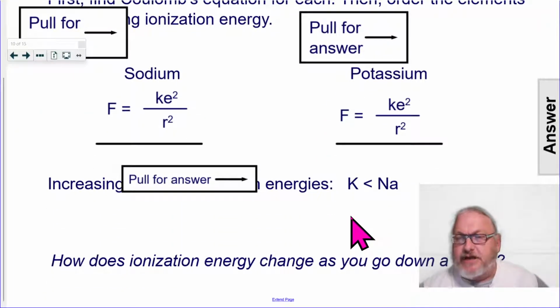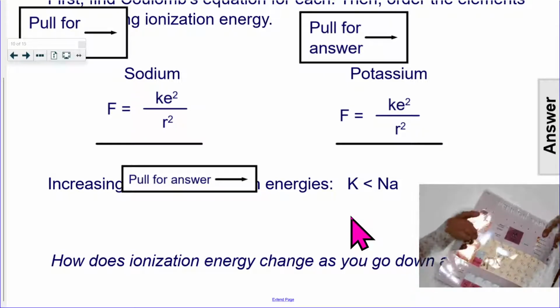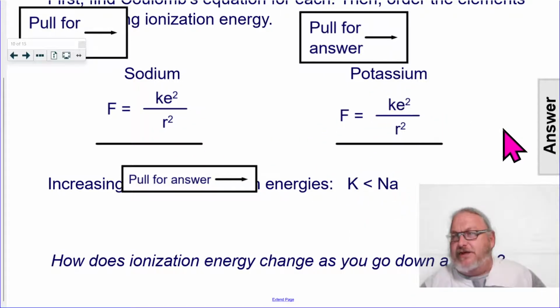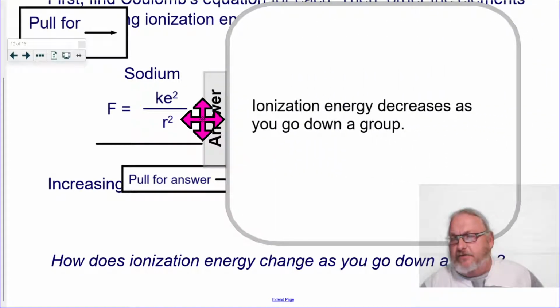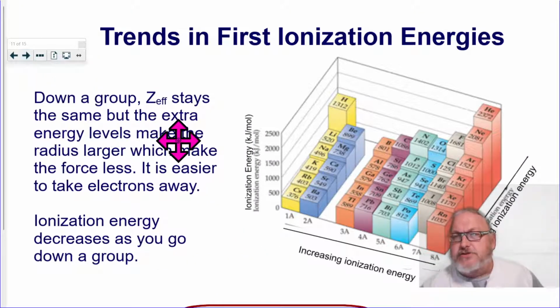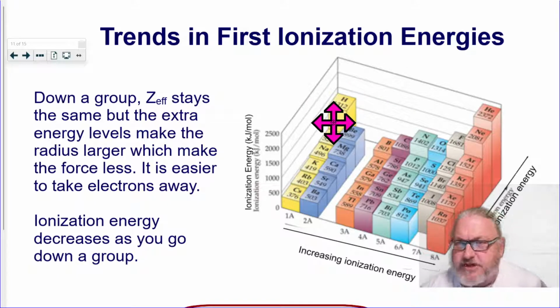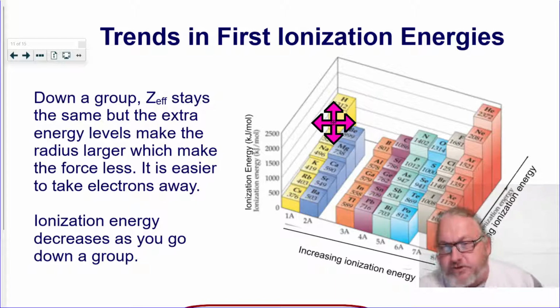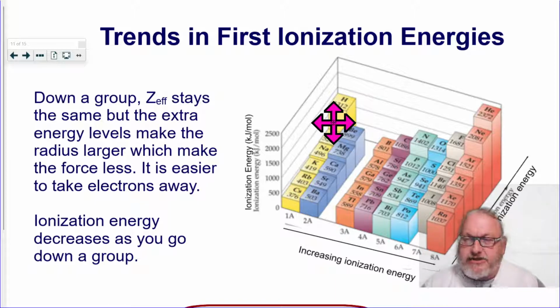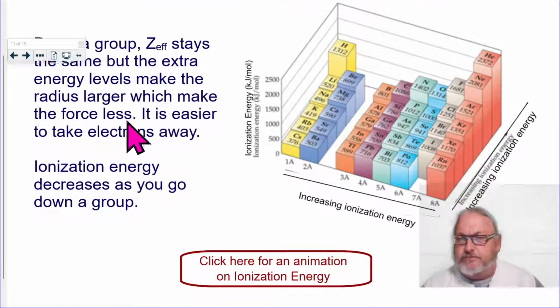So how does the ionization energy change as you go down a group? Well, ionization energy will decrease as you go down a group, because the valence electrons are further away from the positive nucleus. As we go down the group, the Zeff stays the same, but there's an extra energy level, and that moves the radius further away from the nucleus because the radius is larger. That's going to make less of a Coulombic force, which makes it easier to take those electrons away. So we can say ionization energy decreases as you go down a group.